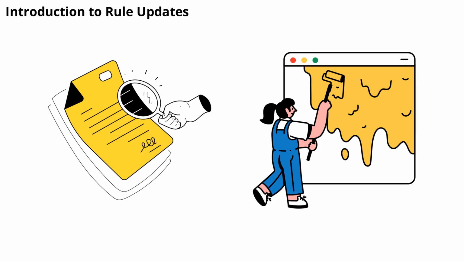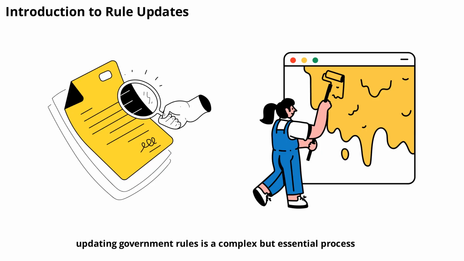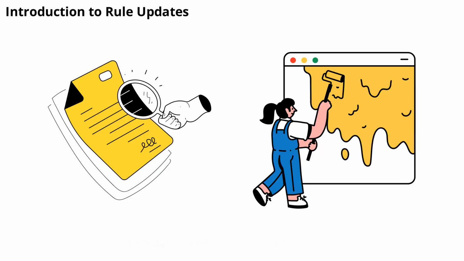Have you ever wondered how government rules and regulations are updated? In this video, we'll take you through the fascinating journey of how laws and rules evolve over time. From the initial recognition of a need for change to the final implementation, updating government rules is a complex but essential process. Understanding this process helps us appreciate the checks and balances that keep our society functioning smoothly.